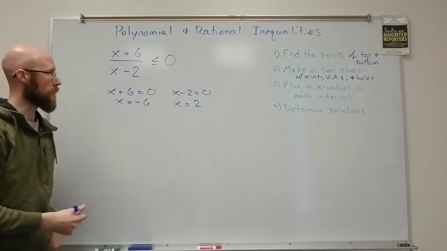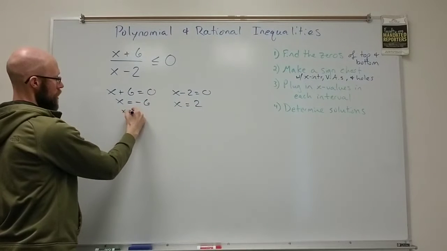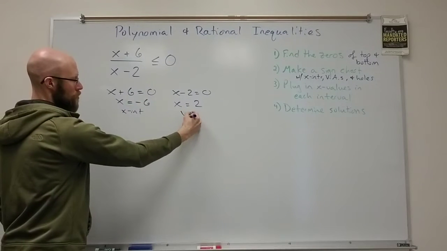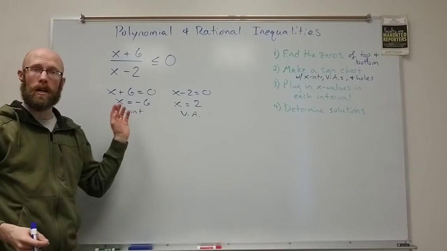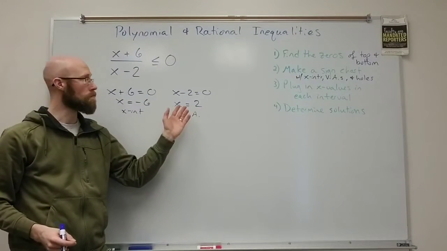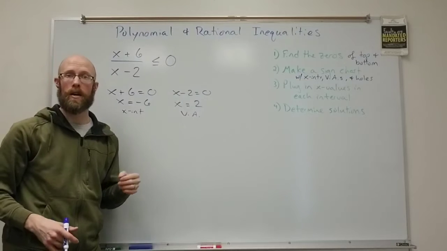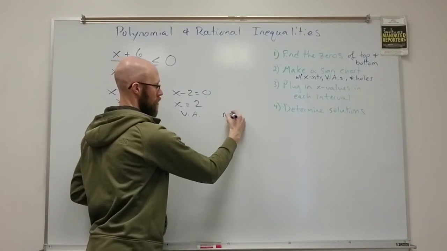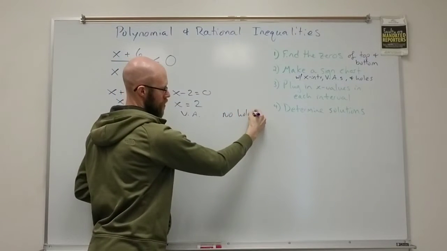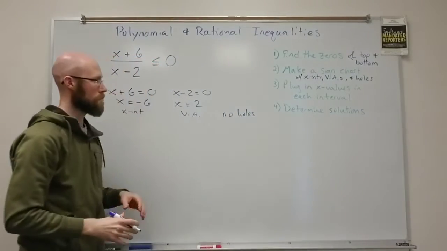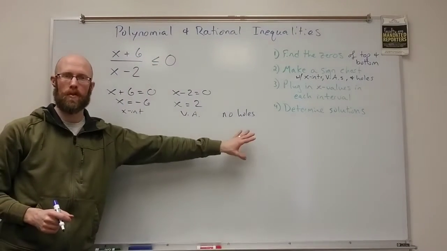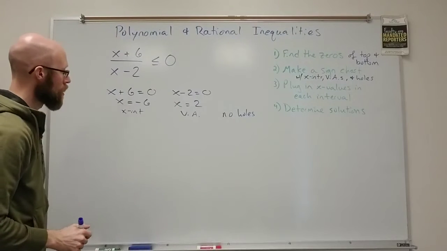What do they represent? The one from the top represents an x-intercept. The one from the bottom represents a vertical asymptote. And because there's no shared zero between the two, the top and the bottom, I know there are no holes. Okay, so there are no holes. So just kind of keep that aside. Most of your problems will have no holes in them.